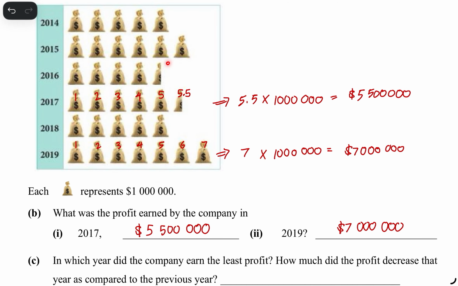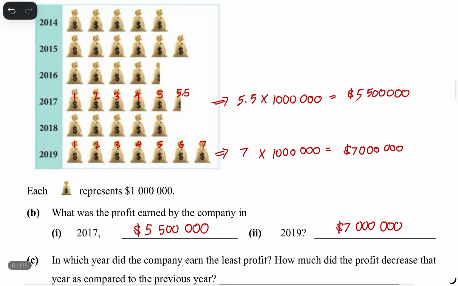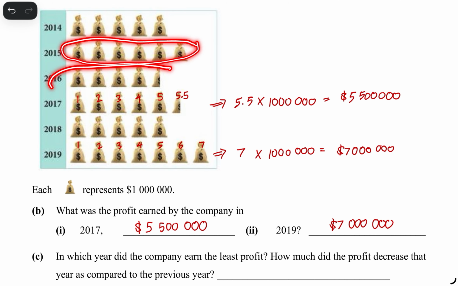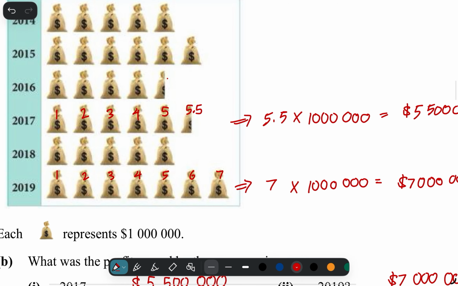So if I look at 2016 over here, what is the profit? How much did the profit decrease that year compared to the previous year? The previous year was 2015, then 2016 became the least profit. So let's count very simply. How much less? The profit decreased by this amount here. 1.5 bags. I know that 1.5 bags means 1.5 times $1 million each.